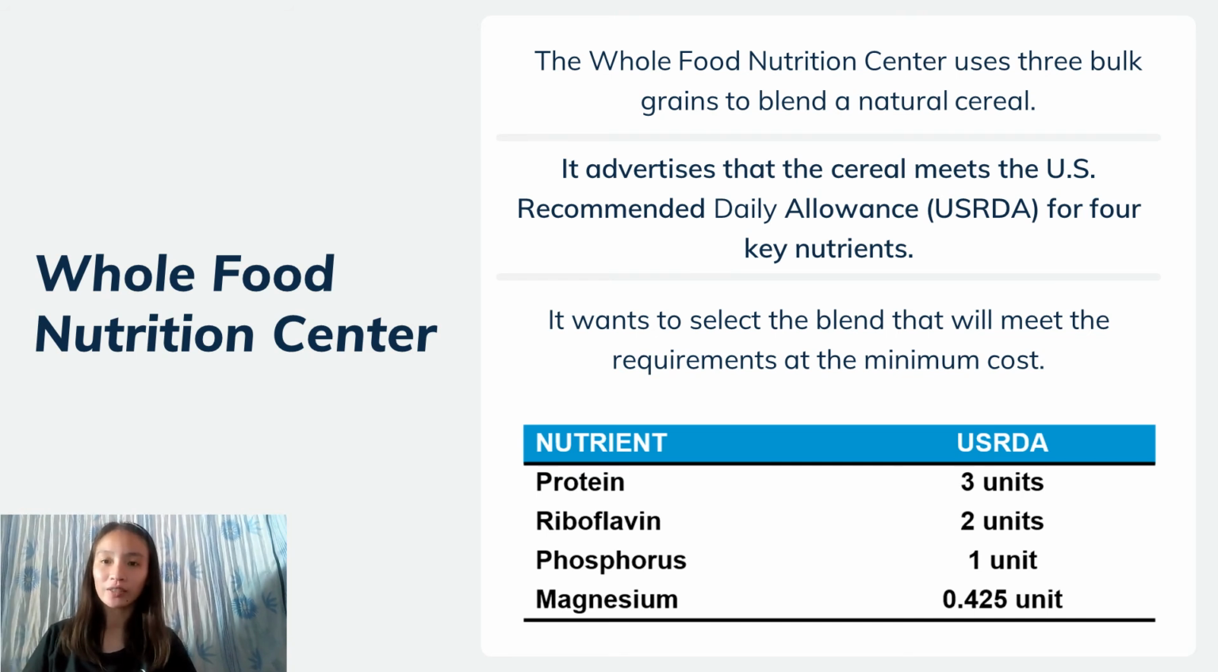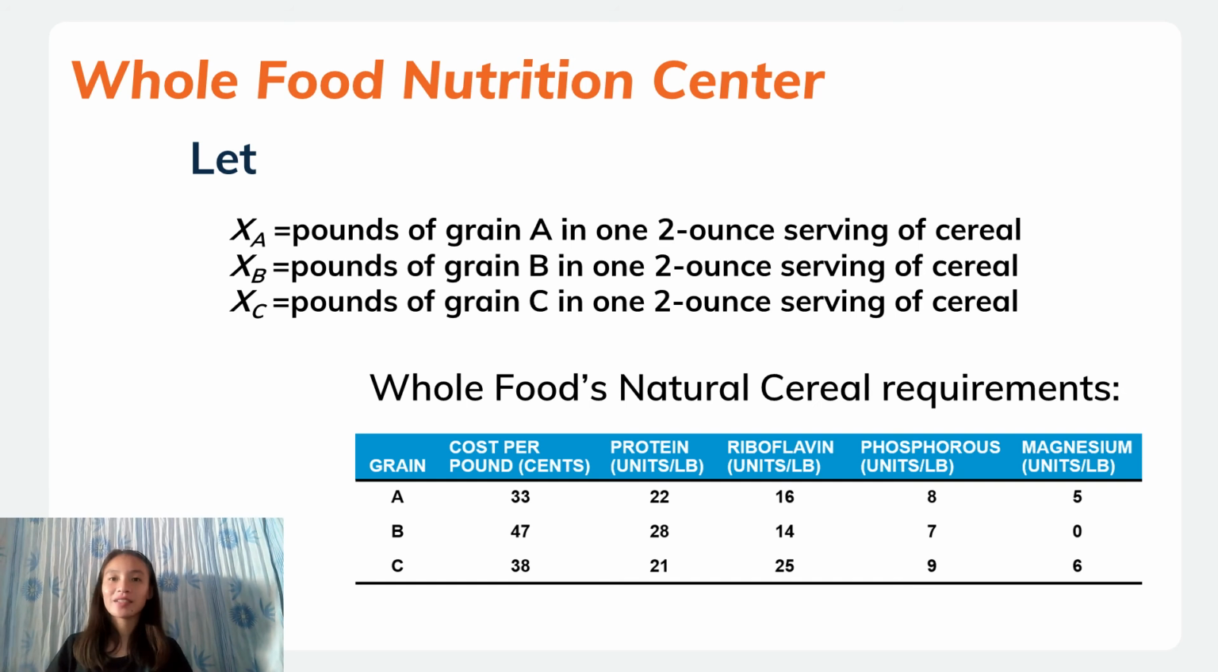The other column of the table shows the amount of nutrients recommended by the USRDA for each 2-ounce serving of their cereal. In modeling this as a linear program, the objective is to minimize the cost. There will be 4 constraints, 1 each for protein, riboflavin, phosphorus, and magnesium, showing the number of units for the minimum amount specified. Since these requirements are for each 2-ounce serving, the last constraint must say that the total amount of the grains used will be 0.125 pounds.